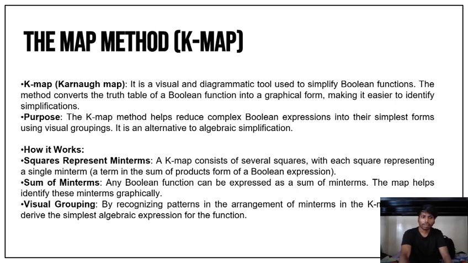How it works. Squares represent minterms. A K-map consists of several squares with each square representing a single minterm. A minterm is a term of the sum of products form of a Boolean expression. Sum of minterms: any Boolean function can be expressed as a sum of minterms. The map helps identify these minterms graphically. Visual grouping: by recognizing patterns in the arrangement of minterms in the K-map, derive the simplest algebraic expression for the function.